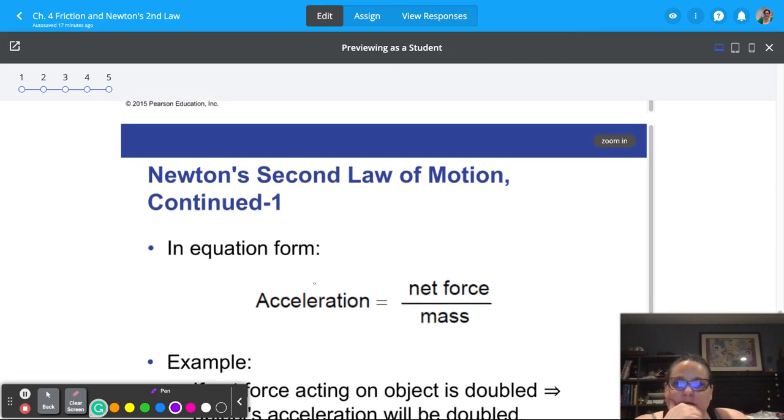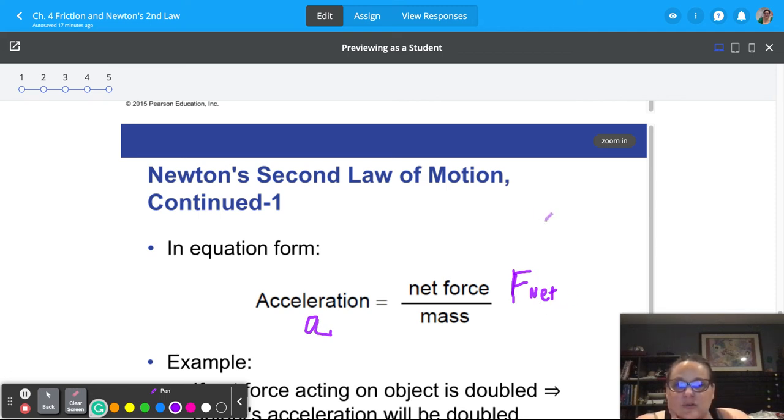In equation form, the variable for acceleration is a lowercase a, net force is a capital F, and often they'll use a subscript net to indicate that that is the net force. There's a lot of different forces, and so using subscripts helps distinguish these.